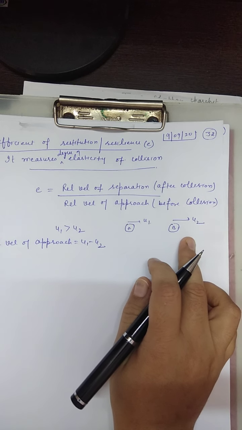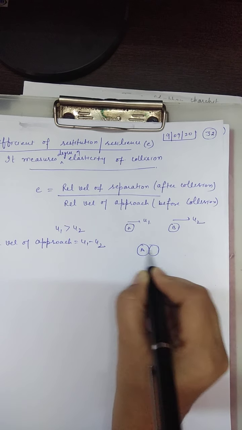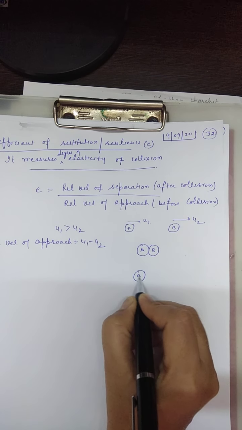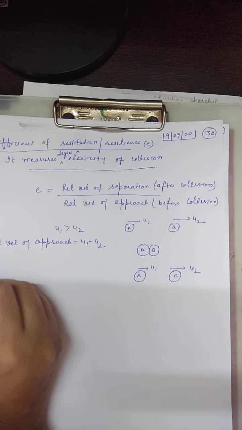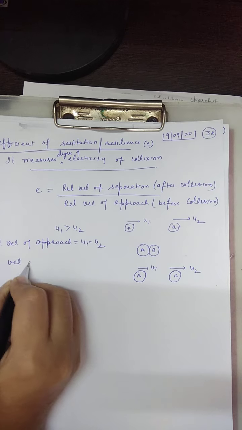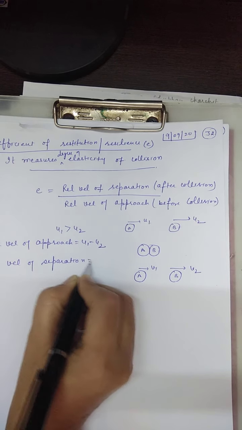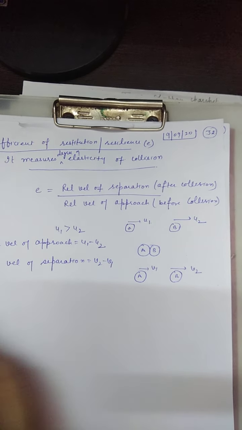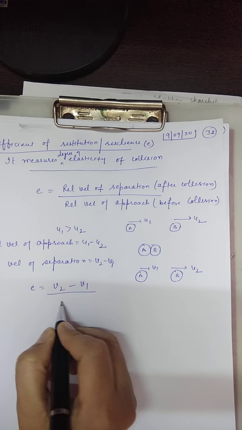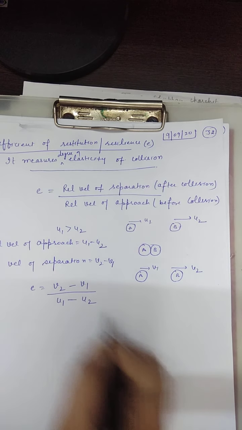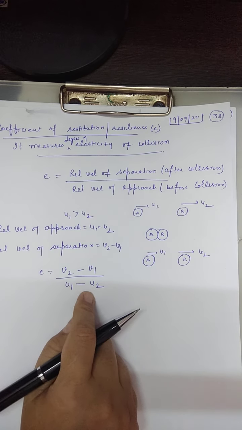Let us suppose after collision, A starts moving with the velocity v1 and B starts moving with the velocity v2. And what is the relative velocity of separation? Relative velocity of separation is, we suppose, v2 minus v1, right? So what is E? E is relative velocity of separation, that is v2 minus v1, divided by relative velocity of approach, u1 minus u2. So E is equal to (v2 minus v1) divided by (u1 minus u2), right?